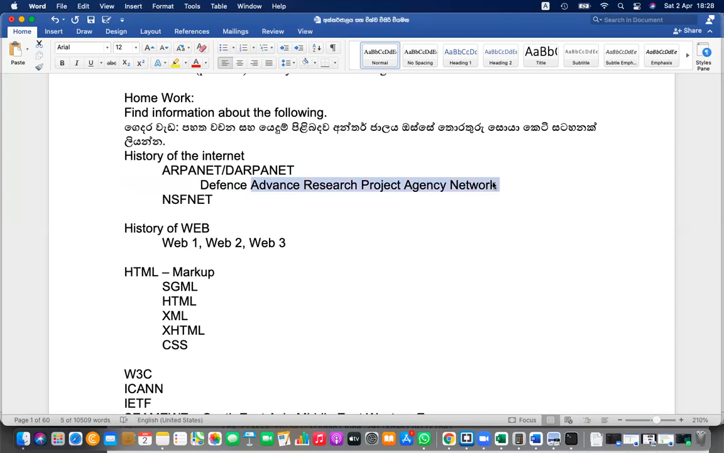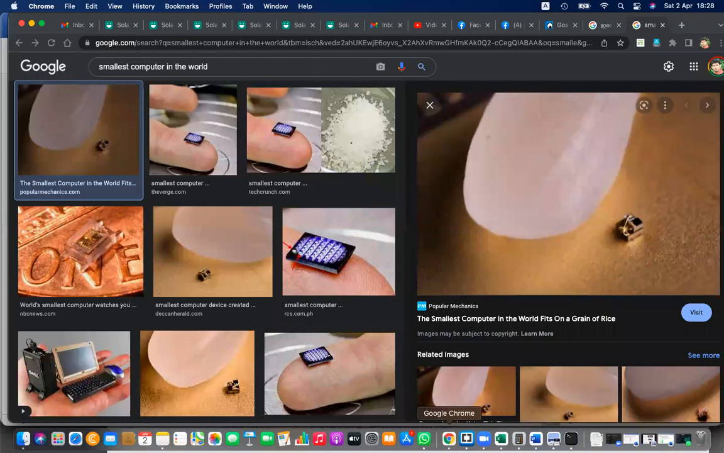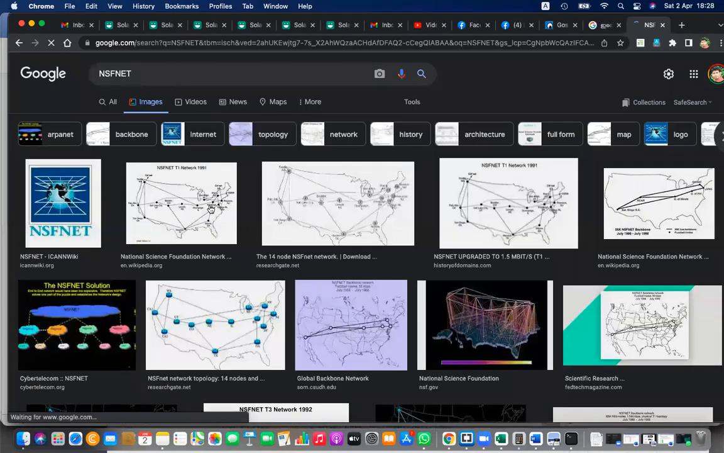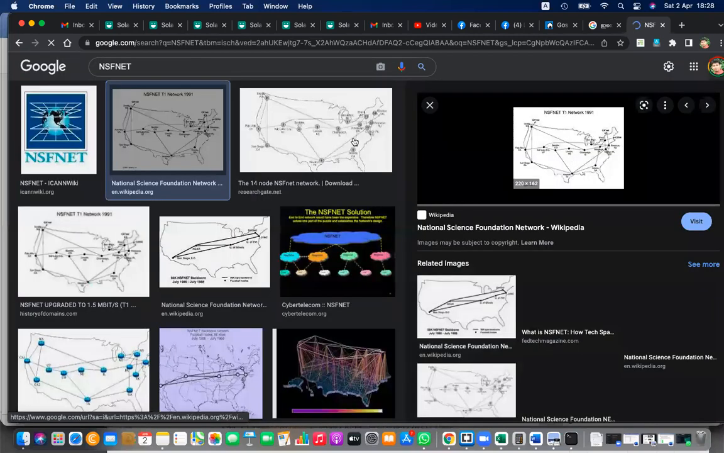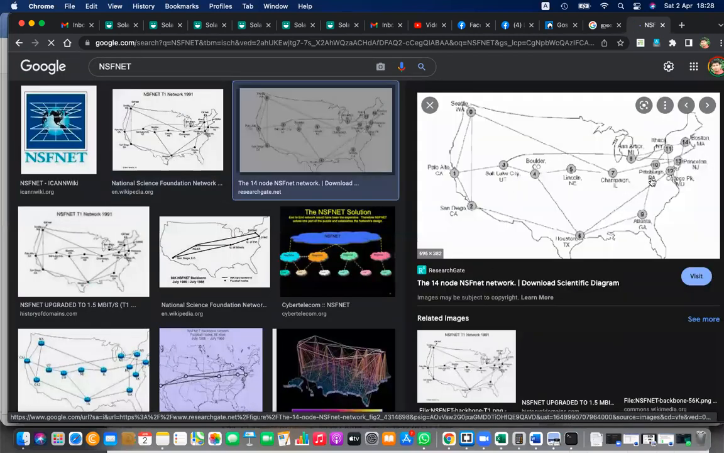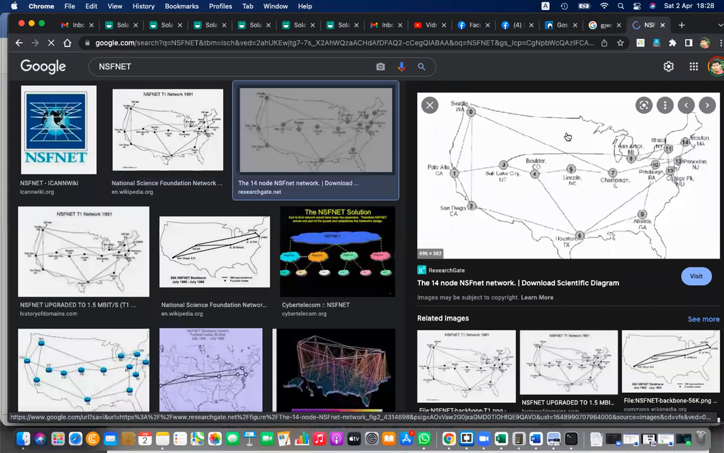So that is the first form of the internet in 1946. The history goes back to the 1940s, actually. That was the research period. NSFNet means National Science Foundation Network. Here you can see NSFNet, 1991, the National Science Foundation Network. You can see it mainly connected a few areas, mainly the USA, only a few areas.